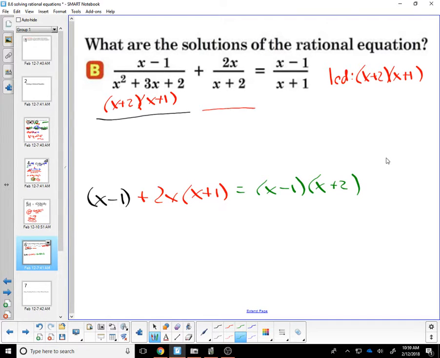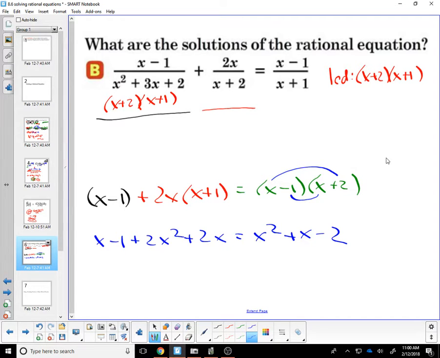Now, this is quadratic, so we want to make sure we end up with a quadratic that we factor at the end. Okay? So I'm going to use blue. I'll start from the left side. This is x minus 1 plus 2x squared plus 2x equals x squared plus x minus 2. Why would it be plus it? Because this is 2x, and this is a negative x, right? So 2x's take 1x away, leaves you with 1 positive x. Okay?